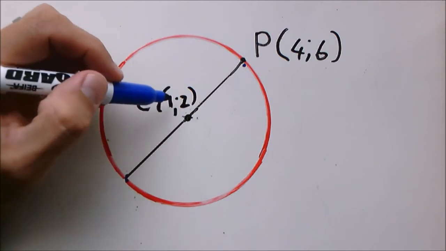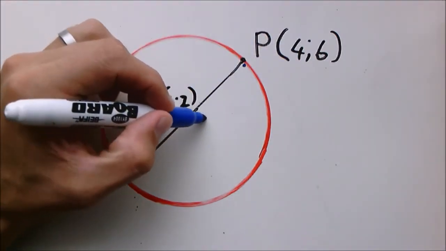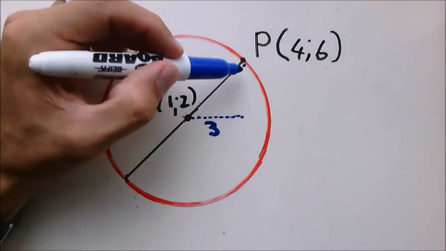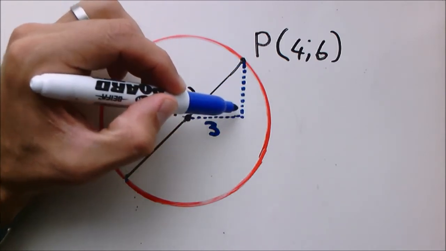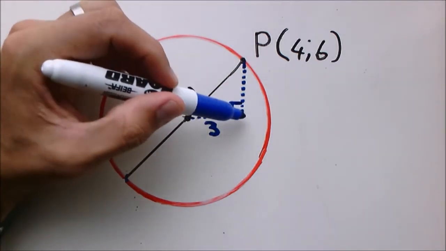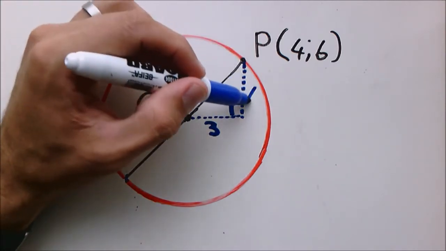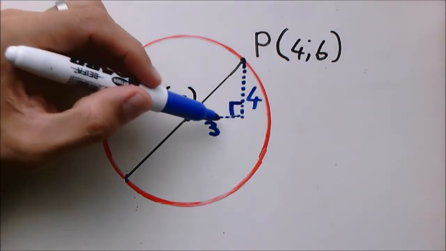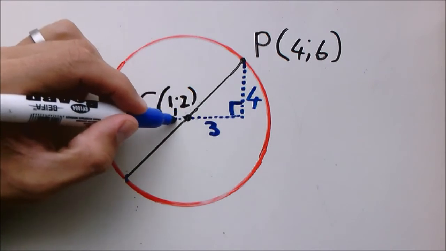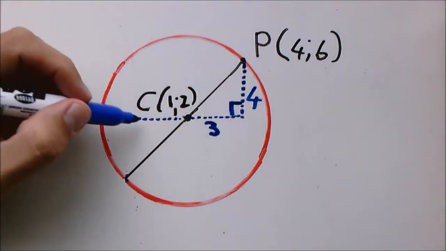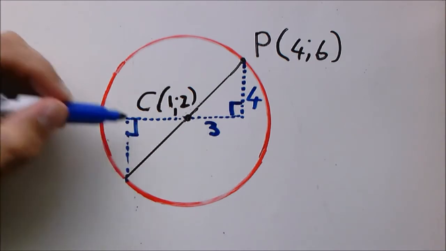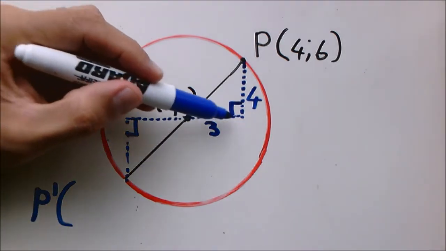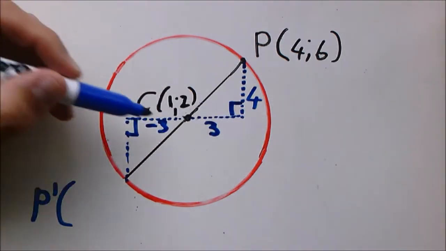For the x coordinate, to get from 1 to 4, we have to add 3 units, right? And to get from 2 to 6, we had to add 4 units. So whatever we had to add in the x, we are going to have to subtract to get to this coordinate. So we added 3, so we are going to subtract 3.